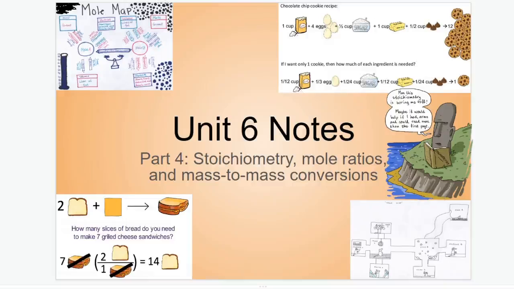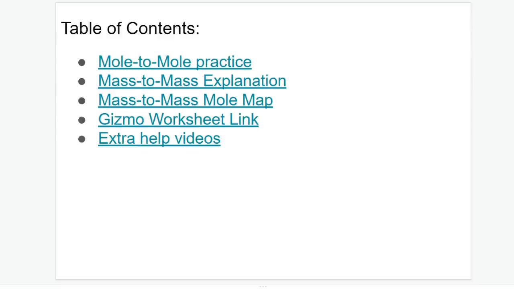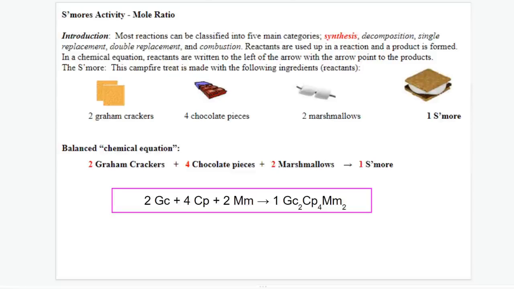I've titled this Google Slides presentation Part 4 of your Unit 6 notes. This is the 4th Google Slides presentation you've gotten on the Unit 6 topics. And this is going to cover a topic called stoichiometry, which includes mole ratios and converting from mass of one thing to mass of the other. On page 2, you've got another table of contents to help you quickly navigate through to find what you need. And on page 3 is where we started working today.